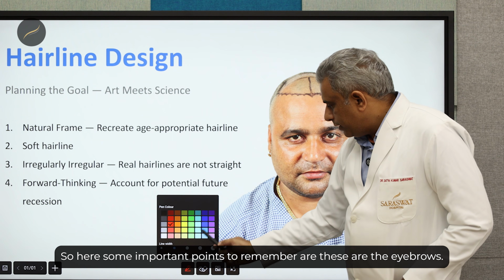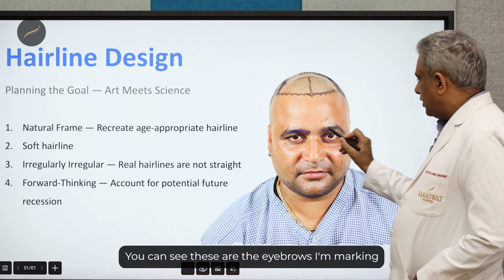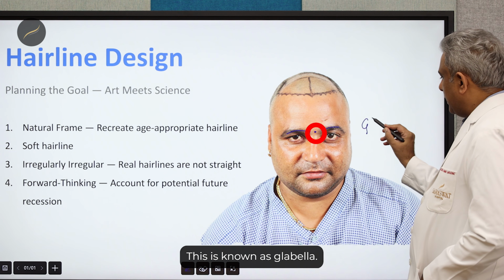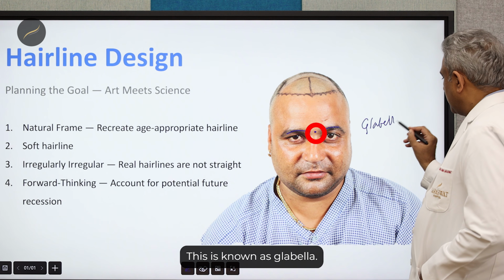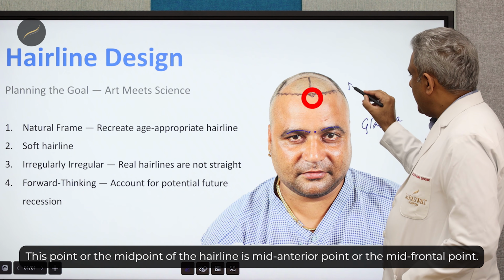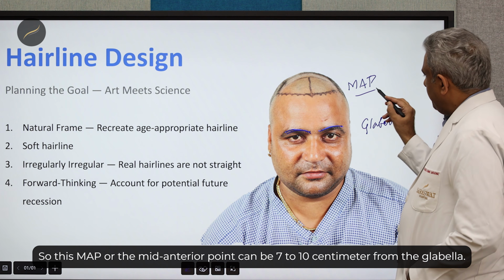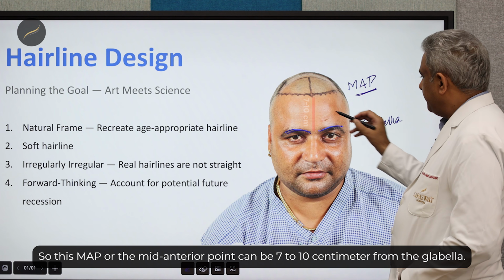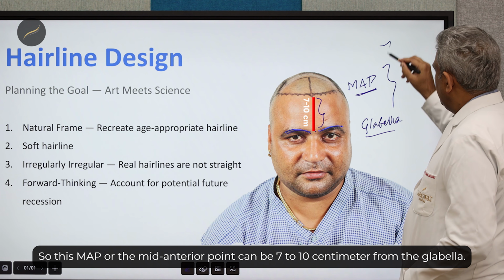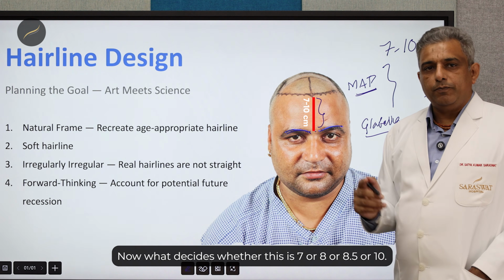So here some important points to remember are, these are the eyebrows. You can see these are the eyebrows I'm marking, and this is the midpoint of the eyebrows. This is known as the glabella. This point, or the midpoint of the hairline, is the mid-anterior point or the mid-frontal point. So this MAP, or the mid-anterior point, can be 7 to 10 centimeters from the glabella. 7 to 10 centimeters. Now what decides whether this is 7 or 8 or 8.5 or 10?